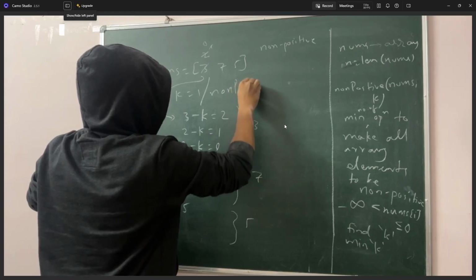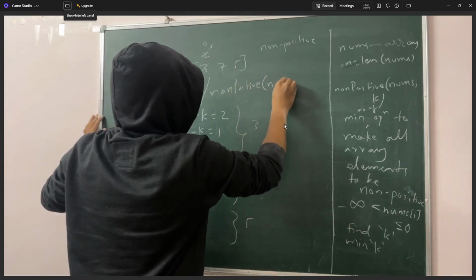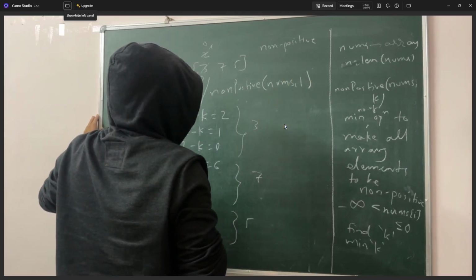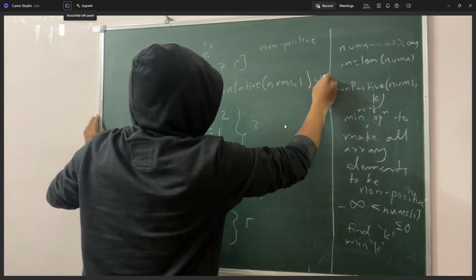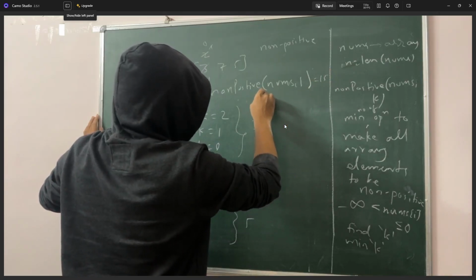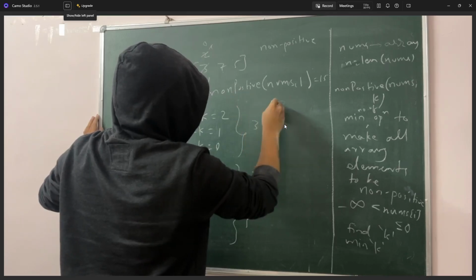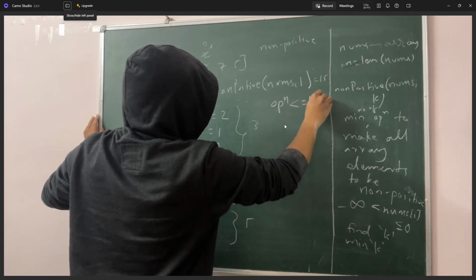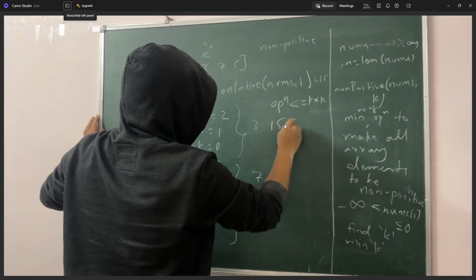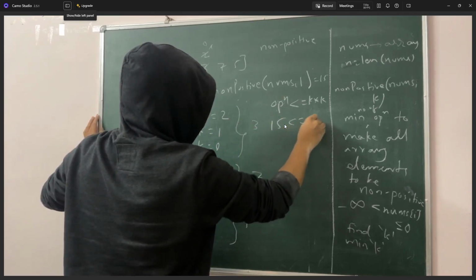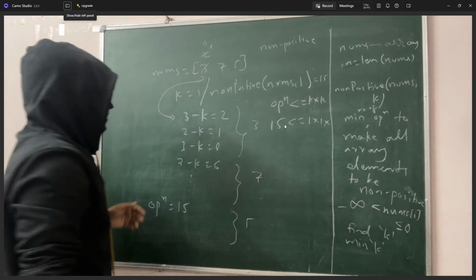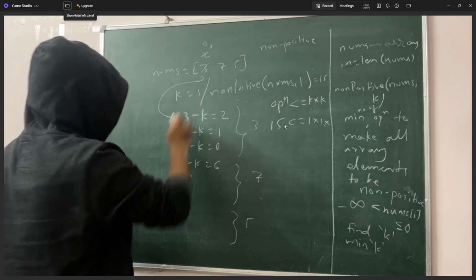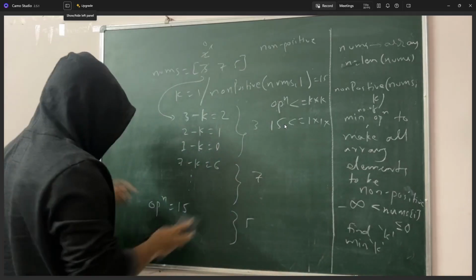So your function is going to look like nonPositive of this nums array comma 1, because we have chosen k as 1. This is going to be 15, and they have said operations has to be less than or equal to k times k. So 15 less than or equal to 1 times 1 is not true. So your k is not valid. Okay, we have got it. Now k equal to 1 is not a valid one.